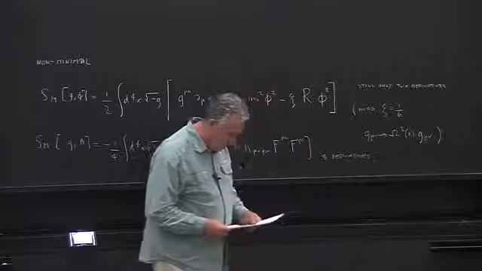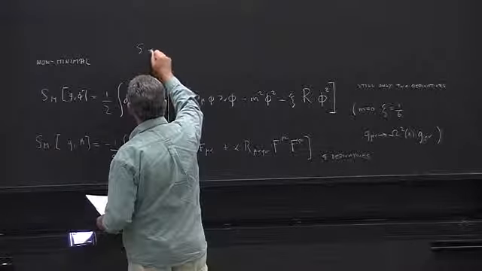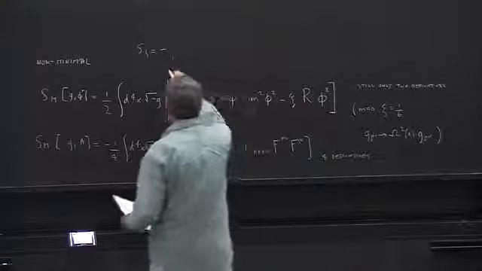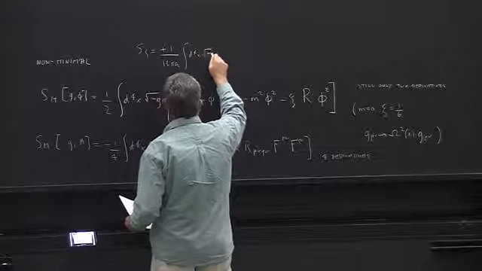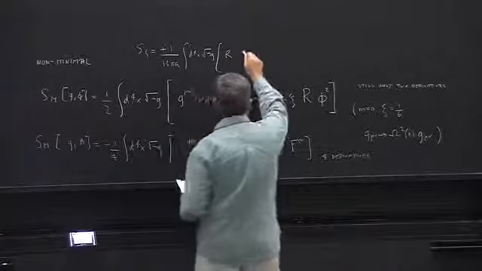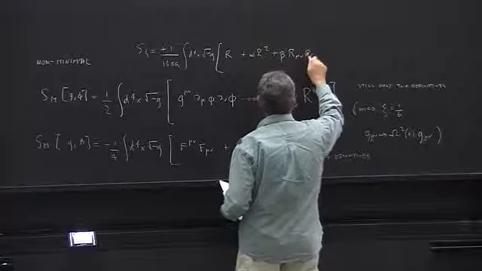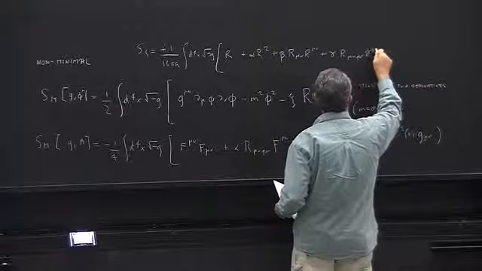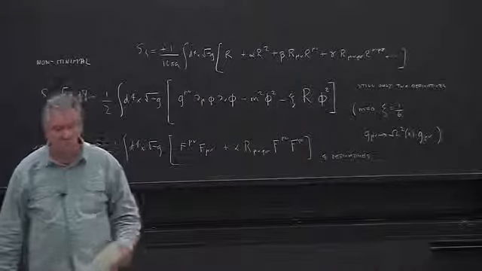So that is not favored. And similarly for gravity itself, you could say, well, let's have some R squared, or some R mu nu squared, or some R mu nu rho sigma squared. But there again, they would involve more derivatives.